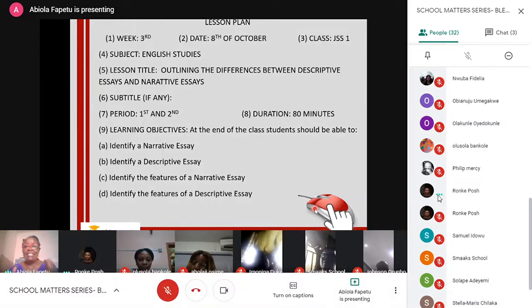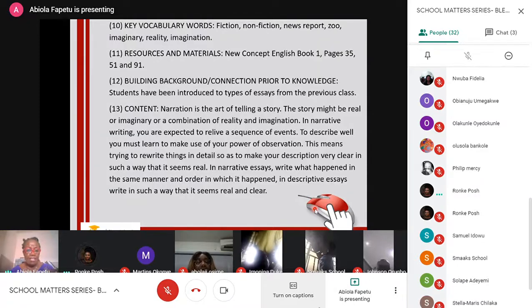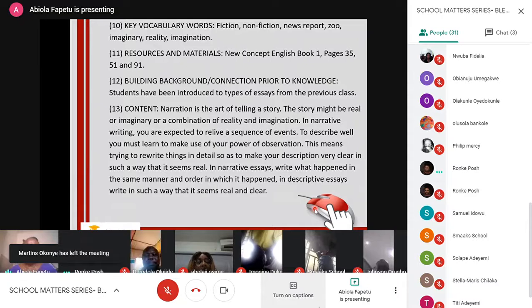The class is JSS 1. The subject is English Studies. Lesson is outlining the differences between descriptive essays and narrative essays. And the teacher has spelled out the periods, the duration. Yes. We have our learning objectives. You identify a narrative essay, identify a descriptive essay, identify the features of narrative, and identify the features of a descriptive essay. You have a key vocabulary, the resources and materials.